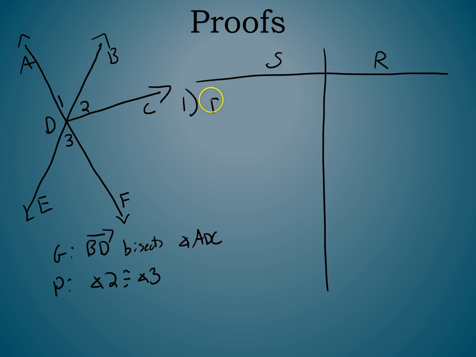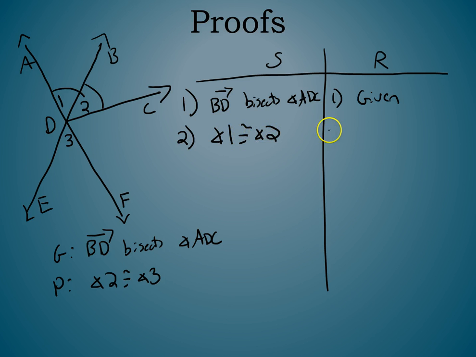So that's our given statement. BD bisects angle ADC. That is given to us. Well, if BD is an angle bisector, as we saw before, that means it's going to split into two equal angles. Well, BD bisects angle ADC, that means angle 1 and 2 are my two congruent angles. So that's my definition of an angle bisector.